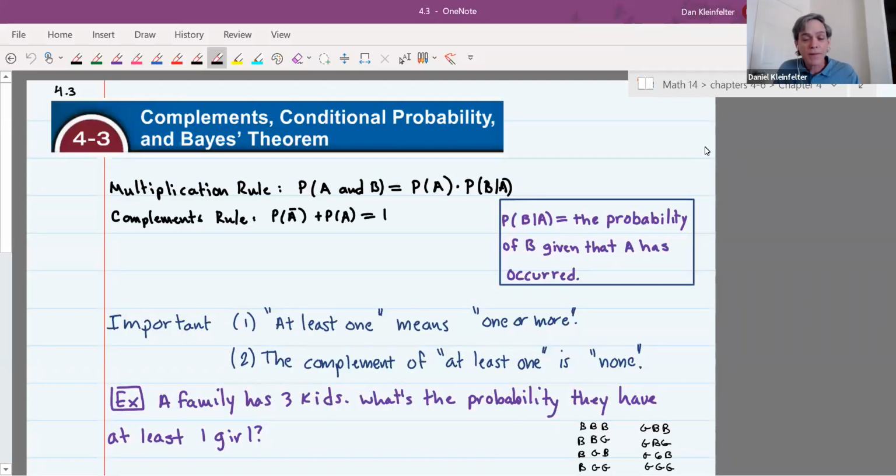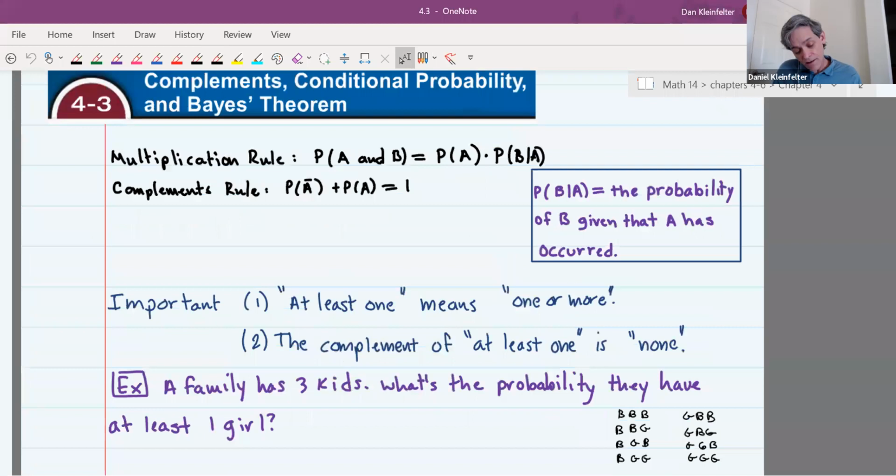Welcome back, everybody. In this video, we're starting to work on section 4.3, which is about complements and conditional probability primarily, and then maybe a little bit of Bayes' theorem. In the past sections, we were working on the addition rule for probability and a little bit of the multiplication rule for probability. In this section, the complements rule is basically going to give us a way of calculating probabilities indirectly. Sometimes taking an indirect approach is easier. And that's kind of where we'll start.